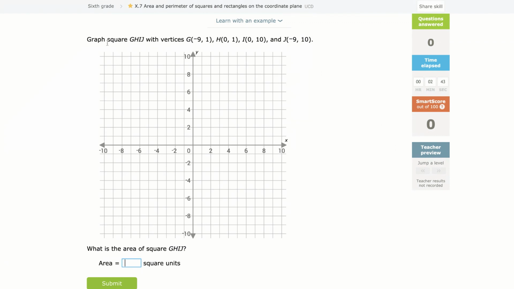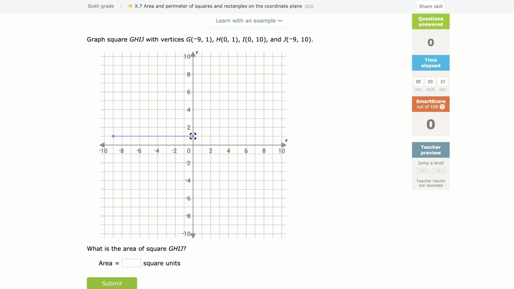So first it asks you to graph the square GHIJ with the vertices. So these are the vertices they're giving you. So you first have to plot these points. G is -9, 1. So if I start on the origin and I go 9 to the left and 1 up, that's G. Then we do H is 0, 1. So if I start on the origin, I'm not going left, I'm not going right because the X coordinate is 0, but the Y coordinate is 1. So I go up 1, and they have it worked out so that it automatically draws that line for you.